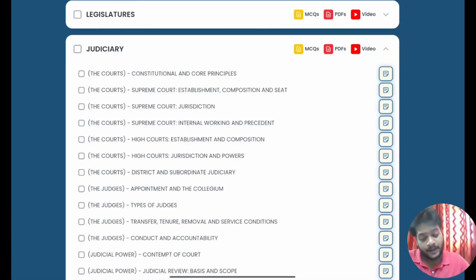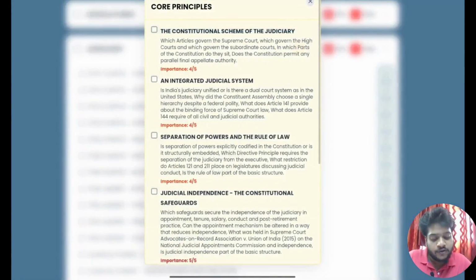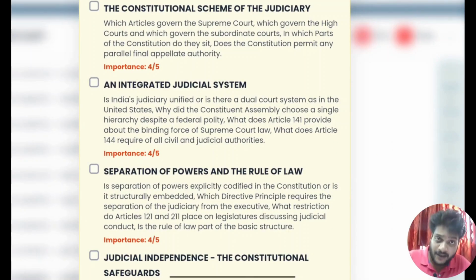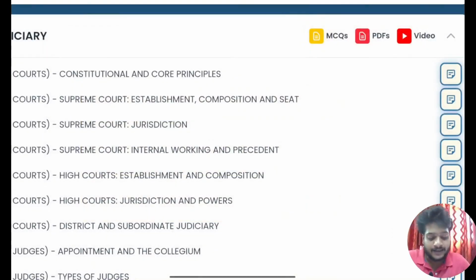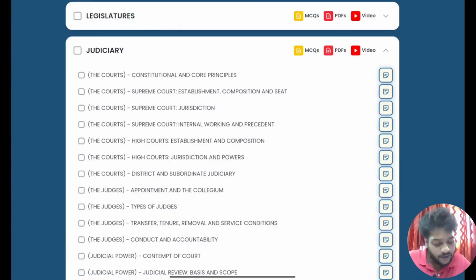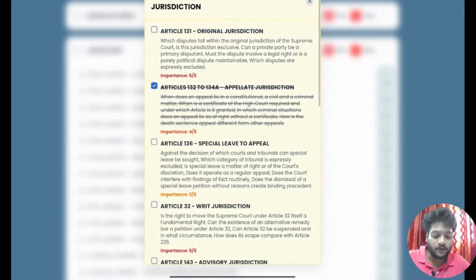So, for example, for judiciary, the first major segment of things that you will be understanding will be about the courts themselves. So, the first thing here is, what are the constitutional and core principles? You take a look at this and you have these brief questions in your head, right? Especially if you've studied this before, your idea here is not to sit down and make notes of everything. What you are going to do is go question by question, see what you can answer, what you can't answer. For example, if you're going through the jurisdiction of the Supreme Court, these are the things that you must be able to answer.